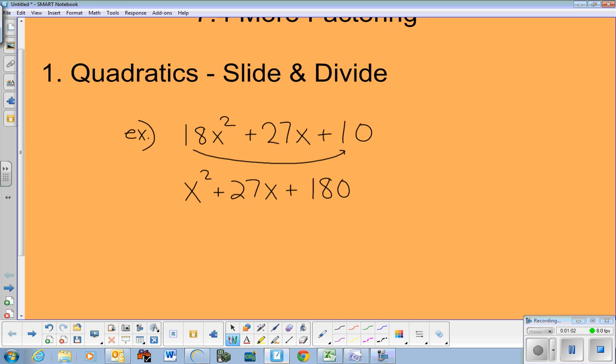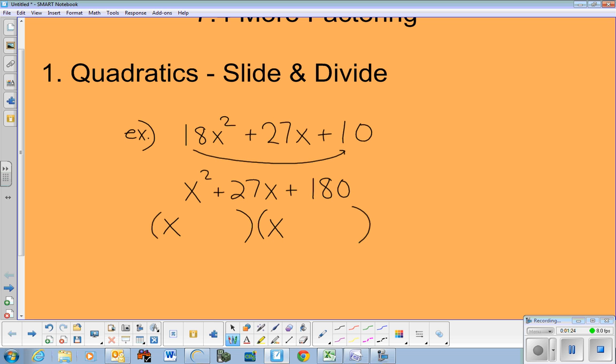Now I'm going to factor this as if it was the original question. It's not the original problem. I've changed it, but we're going to change back in a minute. But the good part now is that I have a 1 out front, which allows me to factor x and x. And now I just need the two factors of 180 that add up to 27.